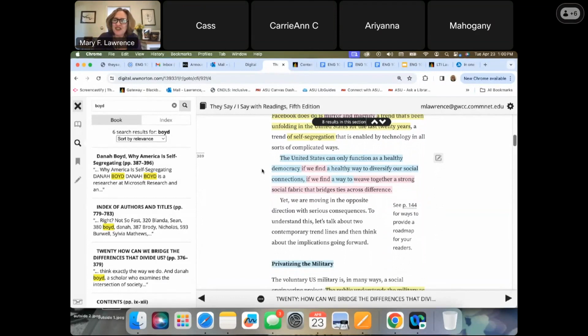So now leading to her solution, or implying maybe a solution, she says the United States can only function as a healthy democracy, and she repeats, if we find a healthy way to diversify our social connections, if we find a way to weave together a strong social fabric that bridges ties across difference. So that's her thesis, her claim. Do you think that's possible these days, to build a bridge across these differences?